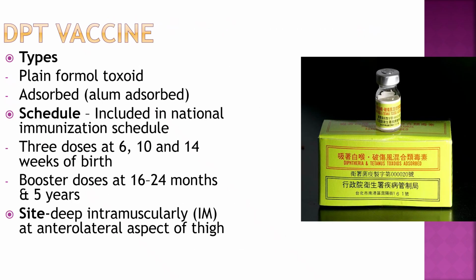Some little detail about the DPT vaccine. The types of DPT vaccine are plain formal or adsorbed on alum. The schedule is 3 doses in the beginning, that is at 6 weeks, 10 weeks, and 14 weeks after birth, then a booster dose at 16 to 24 months, and the second booster at 5 years, that is at school entry. The site is deep intramuscular at the anterolateral aspect of the thigh.